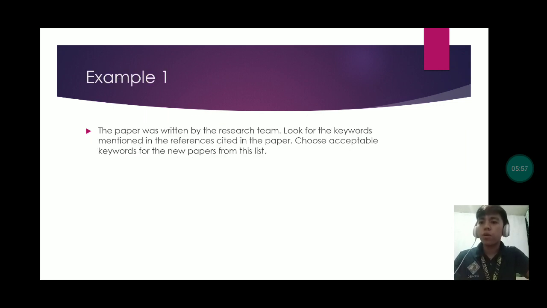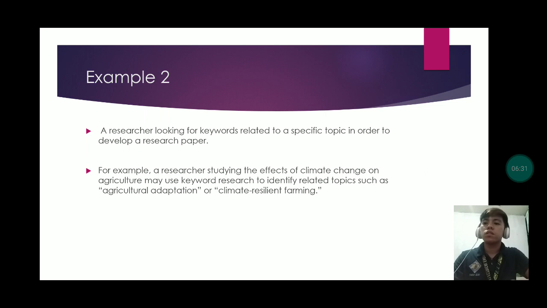Example number one: the paper was written by the research team. Look for the keywords mentioned in the references cited in the paper. Choose acceptable keywords for the new paper from this list. So these are the number one examples, where they cite references in a paper and choose keywords for the new paper from this list.